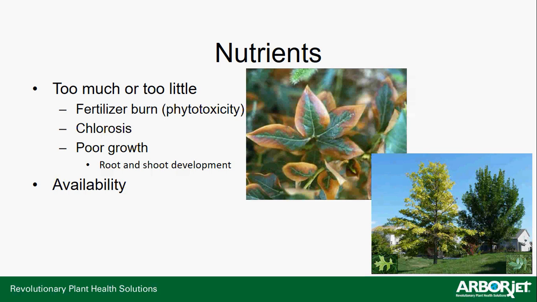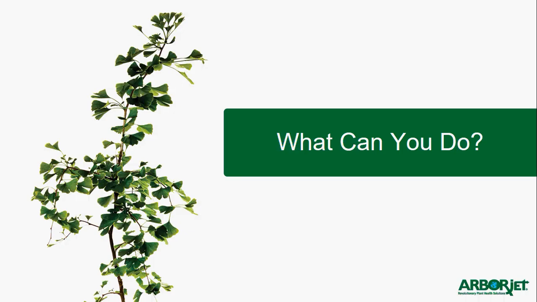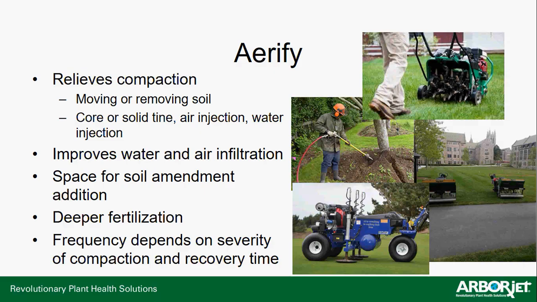Chlorosis is a lack of chlorophyll in plant tissue, typically caused by lack of nutrients, which also leads to poor growth, whether it's root or shoot development or even both. And that's always related to availability. So again, moving back to compacted soils, you have a lack of nutrients, which could cause your chlorosis. Another thing that leads to the unavailability of nutrients is pH, and we'll cover that in a bit. So what can you do about any of those situations?